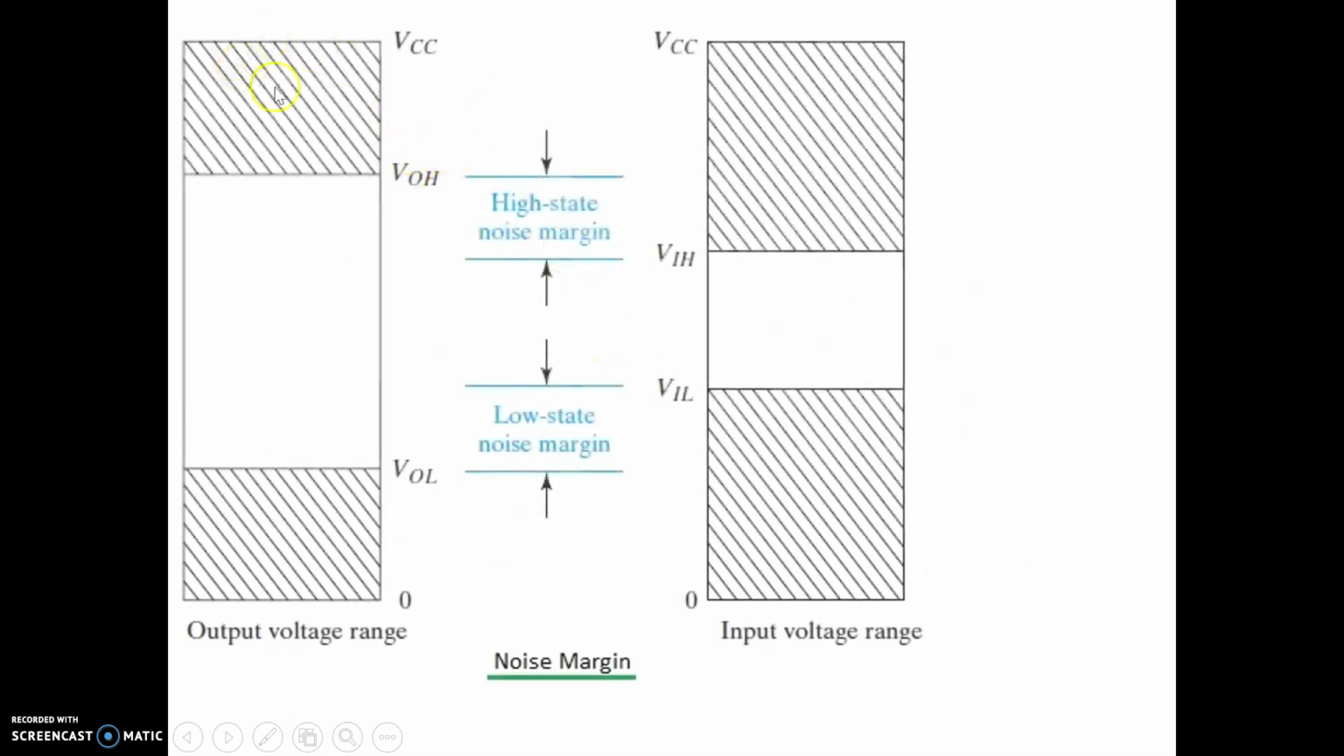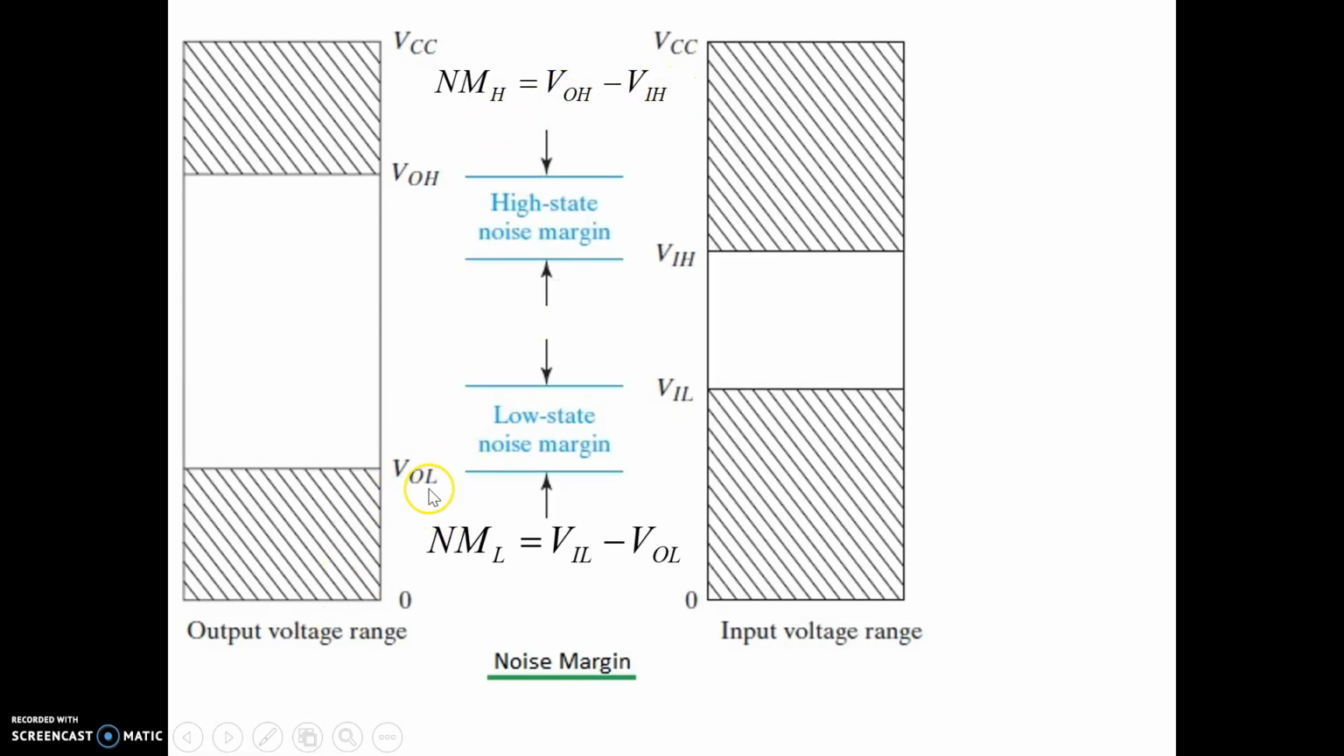This is the graph of the noise margin. This is the input, this is the output. This is VOL, this is VOH. This is VIL, and this is VIH. The noise margin can be calculated as VIL minus VOL, or it can also be calculated as VOH minus VIH.